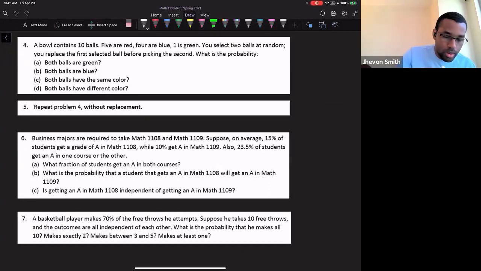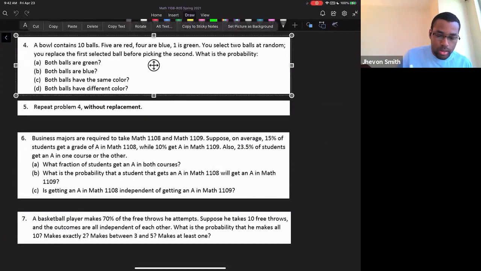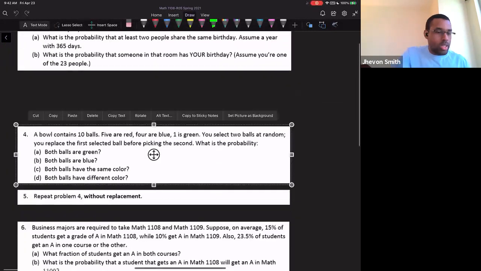So let's actually do the rest of these. We're going to start with the birthday problem, the very famous birthday problem. And let me just move these other ones out of the way.